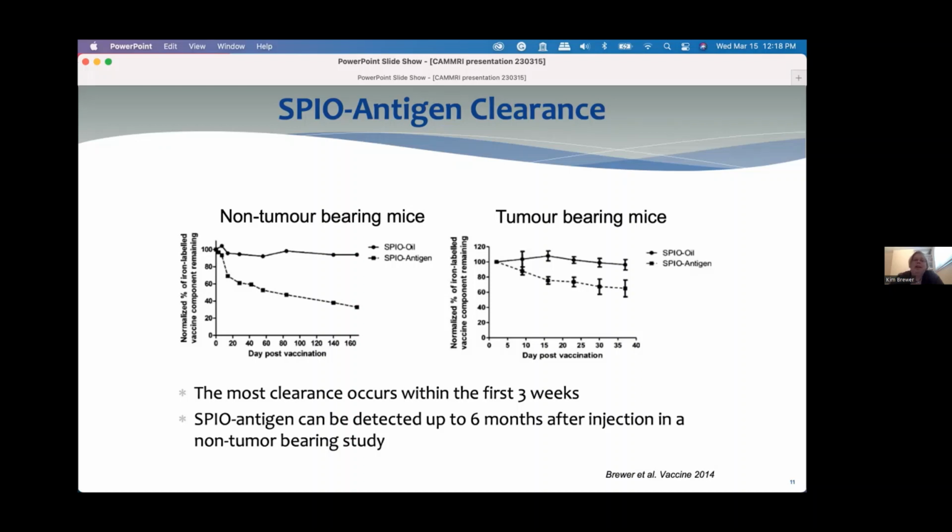For the antigen, you see a stronger drop in signal in the first 15 to 21 days, and then a slower sustained response over time. We repeated it in tumor-bearing mice and saw very similar things. We obviously can't go out as long with tumor-bearing mice. But the most clearance happens in the first 3 weeks, but you actually can detect clearance for at least 6 months after injection, which is really important for maintaining a sustained immune response.